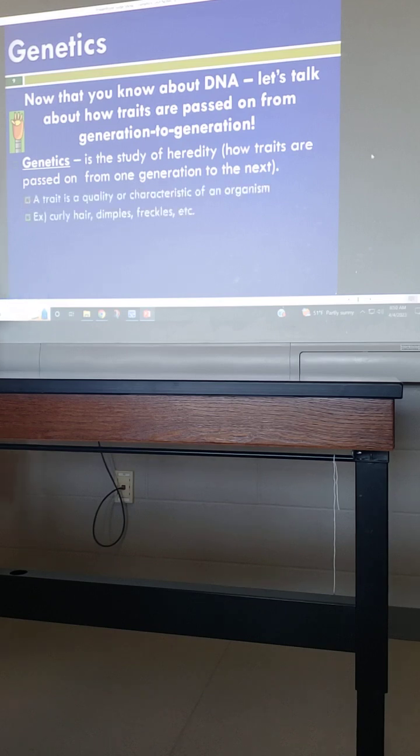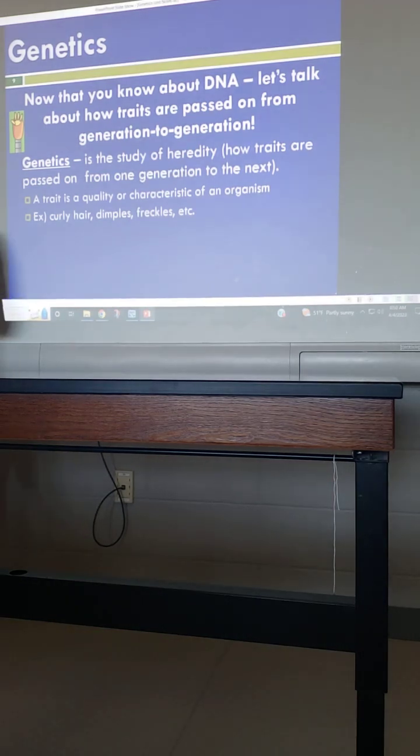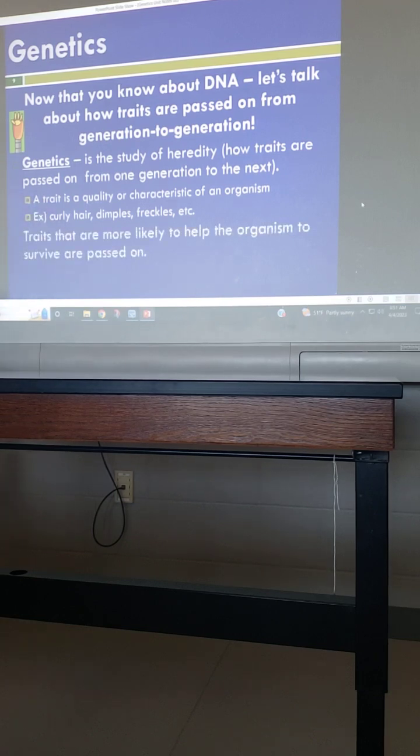Okay. And so I've said the word trait, but really it's just our genetic way of saying a quality or characteristic that an organism actually has. Okay, so how tall, hair color, eye color, skin color, are you double jointed, do you have hitchhiker's thumb, do you have a widow's peak, do you have freckles, like all kinds of outward physical appearances that we'll talk about, dimples, curly hair, straight hair. Okay, and traits are more likely to help organisms survive, and those are the ones that get passed on.